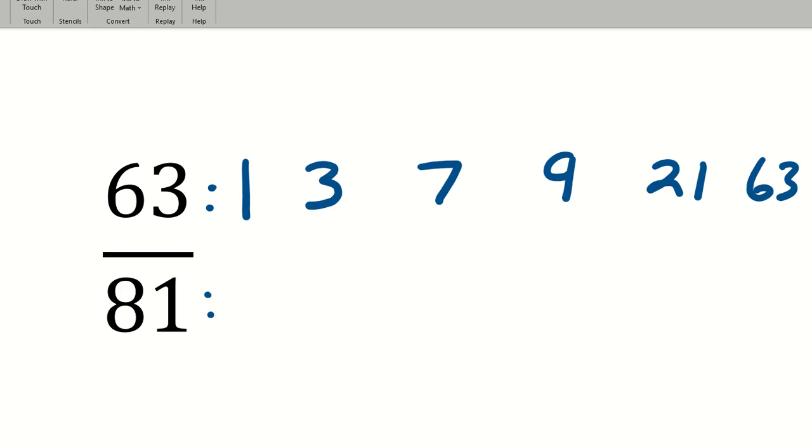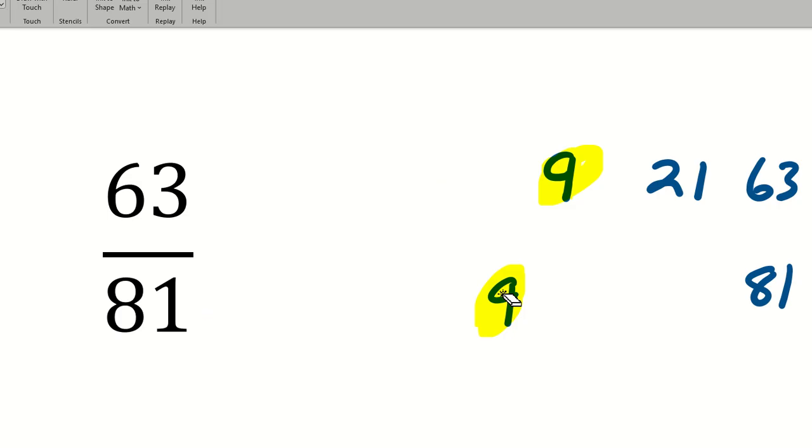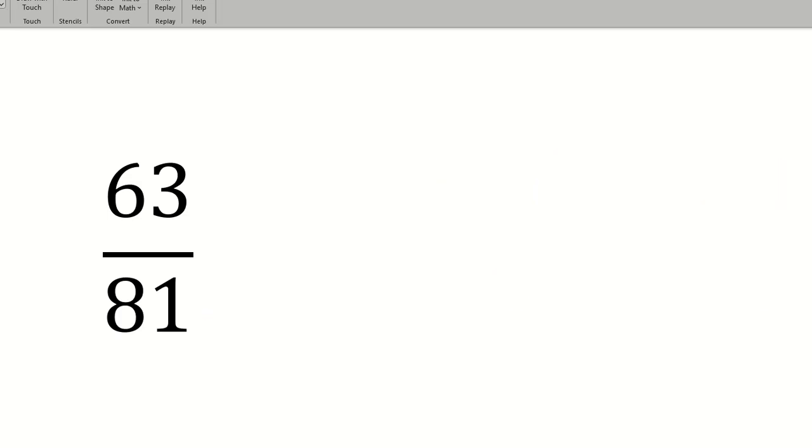And now I do the same thing with 81, factor pairs. 1 times 81 is 81. 2 won't go into 81, 3 won't go into 81, 4, 5, 6, 7, 8, 9 is the last number to go into 81. That is the greatest common factor. And so now we can simply divide the top and the bottom number by 9. So let's do that real quick and see if we have a simplest form fraction.